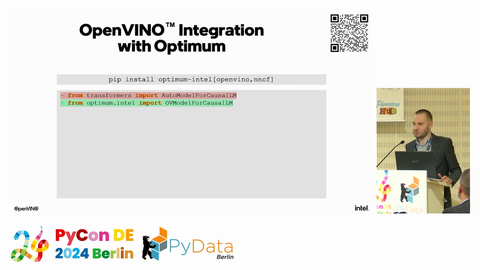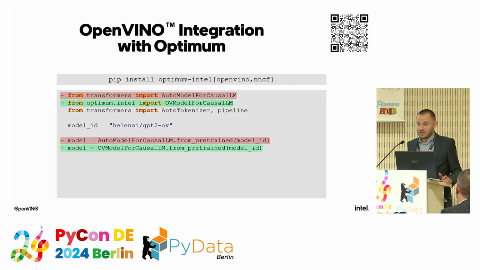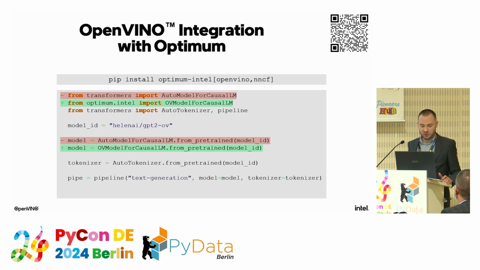So first, for some language model, we would use the AutoModelForCausalLM class, but in this case, we just import OVModelForCausalLM from Optimum Intel. Then, of course, as usual, we import AutoTokenizer, pipeline, everything like that. We specify the model ID we would like to use. Then we use our new class, OpenVINO model for causal LM. And then, of course, usual code: get the tokenizer, get the pipeline, and run the inference. And we will use the API of Hugging Face, but as a backend, it will be OpenVINO.